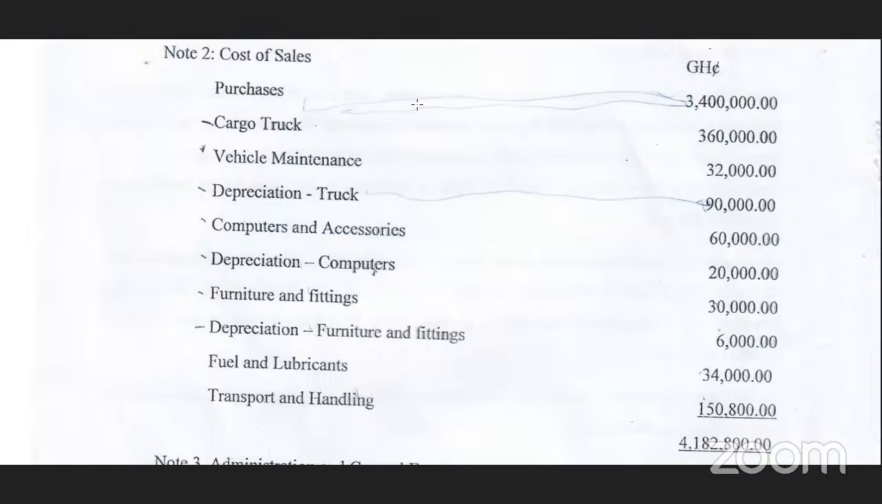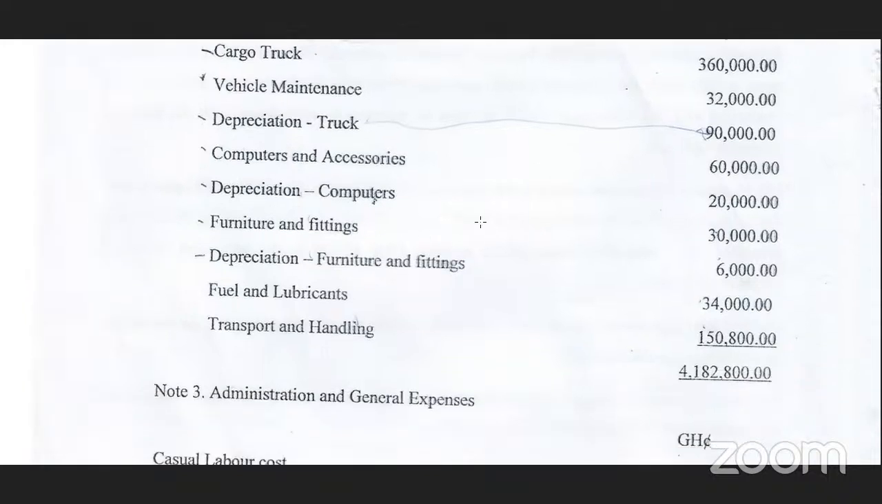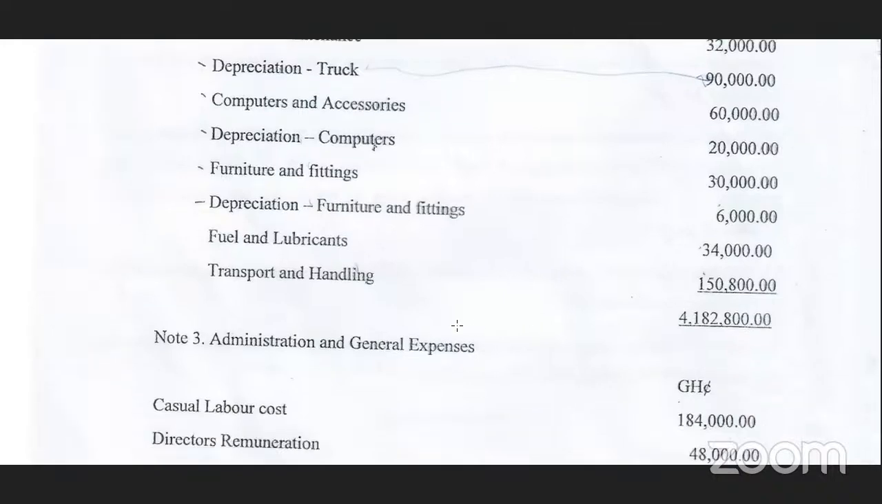So we have goods, works, and services. So you see purchases, they sell goods. If it's goods, it's 3%. Cargo truck is goods, 3%. Are you getting it? They bought computers and accessories, goods. You have to subject it to withholding tax. Furniture and fittings, subject it to withholding tax. Fuel and lubricant, transport and handling.